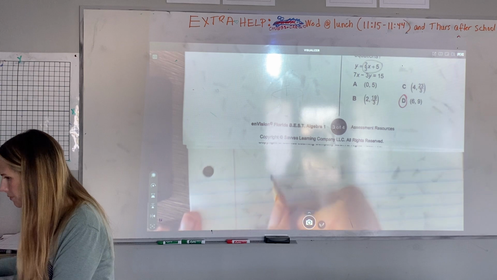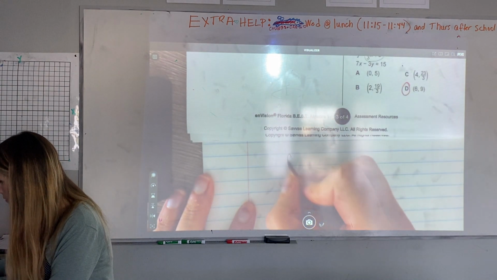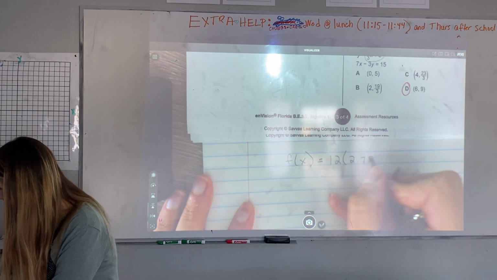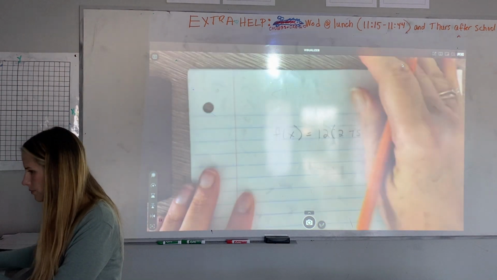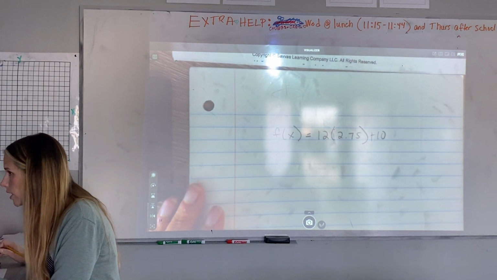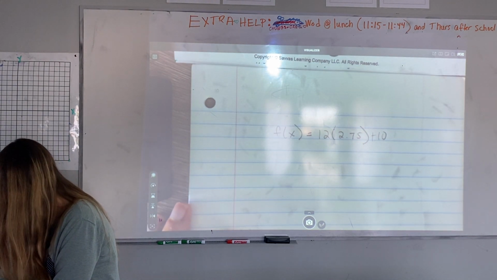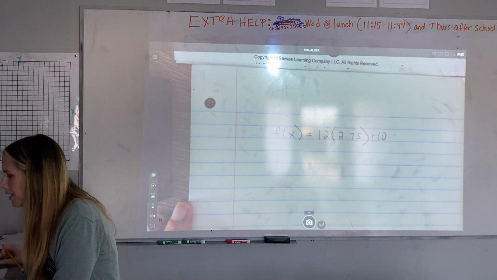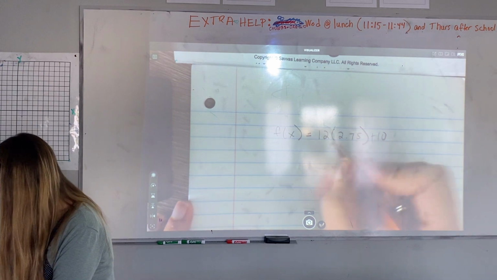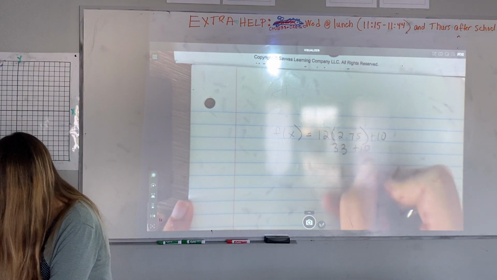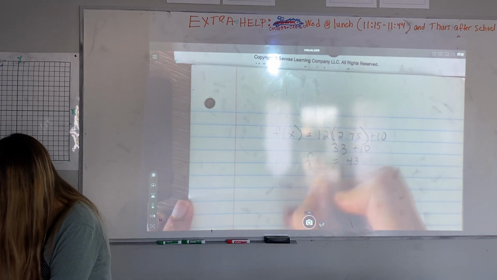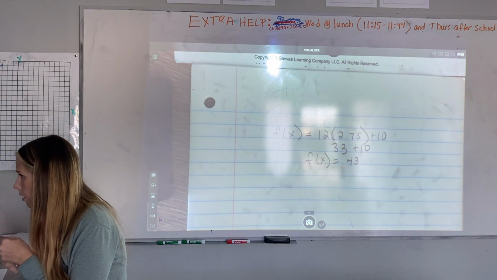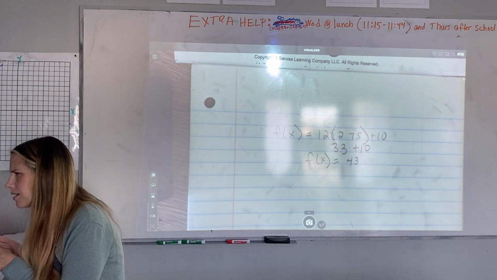So we have f of x equals 12 times 2.75 plus 10. Did you do that? Jason? Did you do that? What did you get? 44. Oh wait, multiplication? Well, this is 33, I'm just doing it on my calculator, plus 10 is 43. What did you get? This one's pretty straightforward.